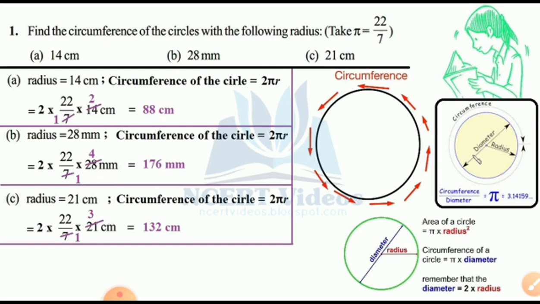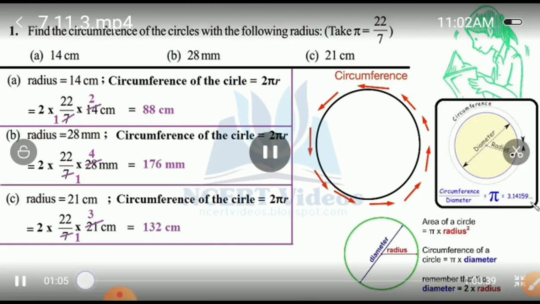2 pi r is the circumference formula, isn't it? So 2 pi r, multiply it, you will get 88 centimeter. In the second you will get 176 centimeter, and the third one you will get 132 centimeter. Anyone has doubt regarding this one? It is simplified, and already clearly said in the question. This is the first question.